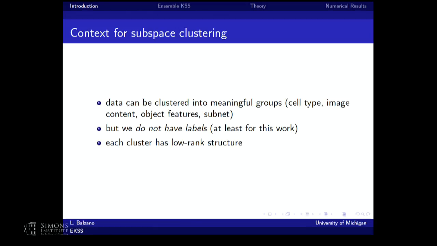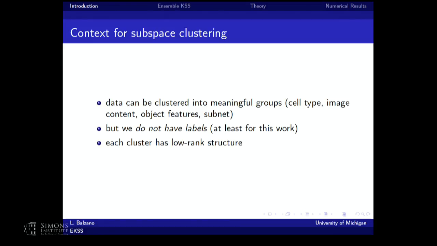And just to repeat, it's important that our context is we have meaningful groups without labels, so we have to do something unsupervised to identify them. But the reason why I stress that we have meaningful groups is because we can still evaluate at the end of the day based on our grouping, right? It's not that we just have an objective function, but actually we want to see that our final clusters have some meaning. Okay, and then we assume each cluster itself has some geometric structure, in this case, a low-rank structure.